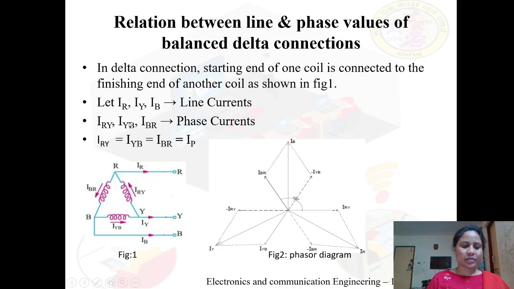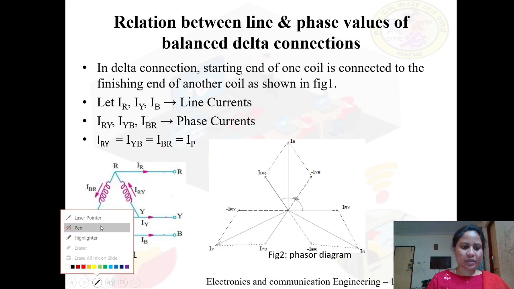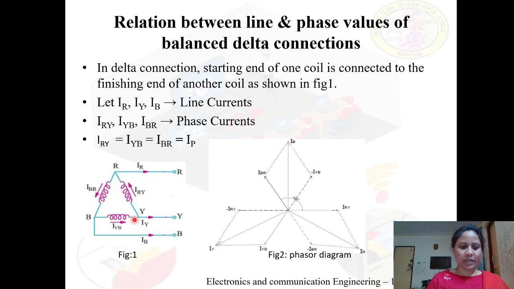Let us take IR as the line current through the line R, IY as the line current through the line Y, and IB as the line current through the line B. So IR, IY and IB are the line currents. Line current is nothing but the current flowing through each line. And the phase currents, let us say, are the current flowing through each phase.